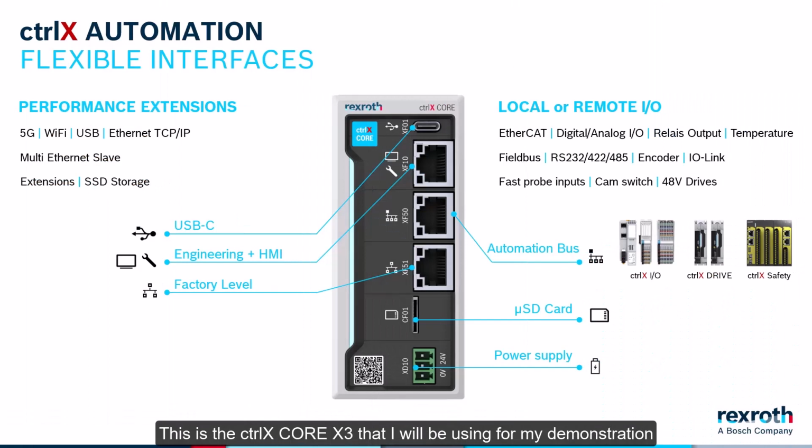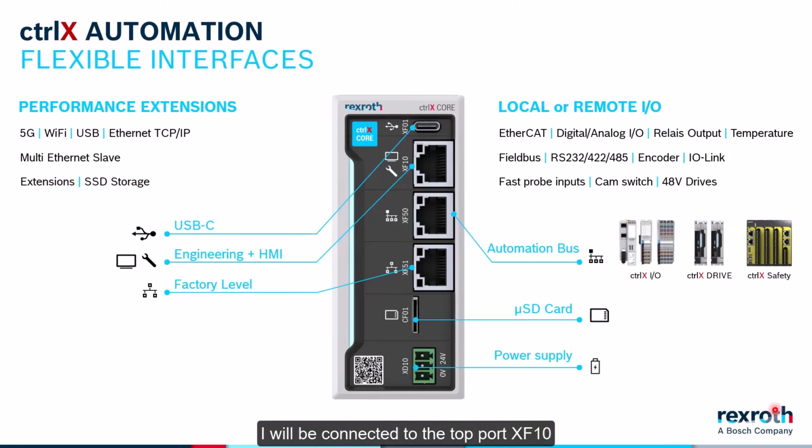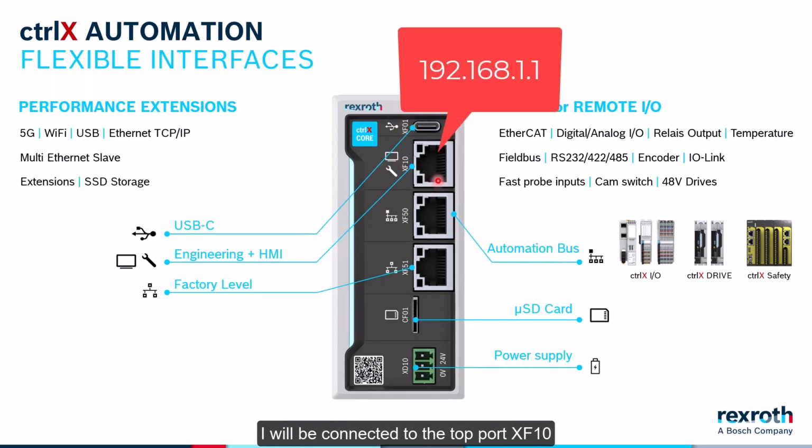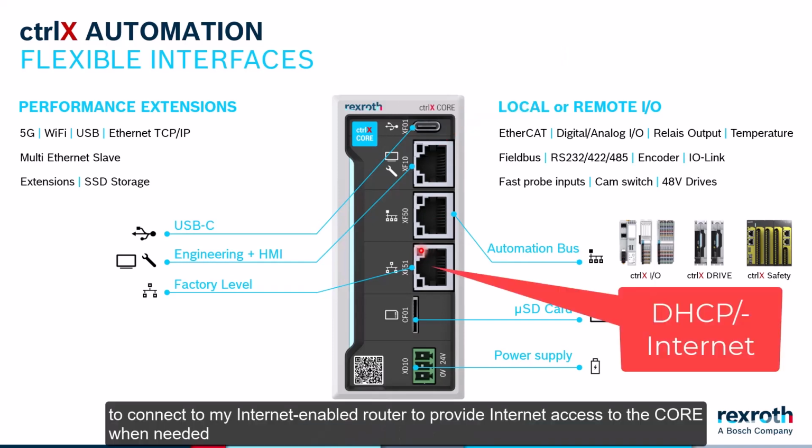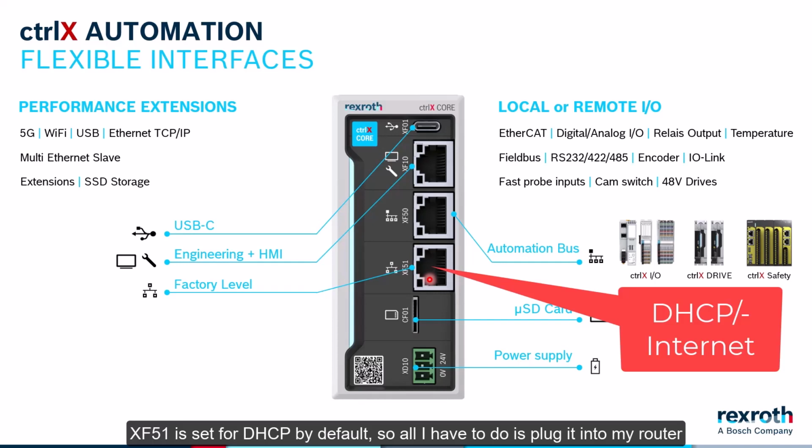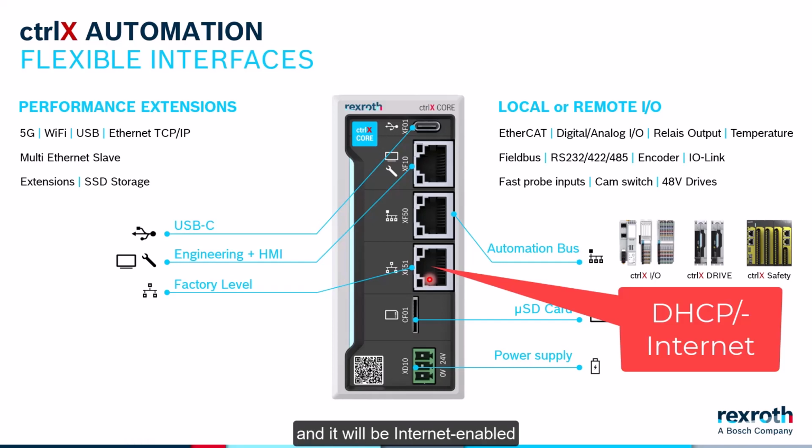This is the ctrlX Core X3 that I will be using for my demonstration. I will be connected to the top port XF10 with my laptop using the default static IP address of 192.168.1.1, and I will use XF51 to connect to my internet-enabled router to provide internet access to the core when needed. XF51 is set for DHCP by default, so all I have to do is plug it into my router and it will be internet enabled.